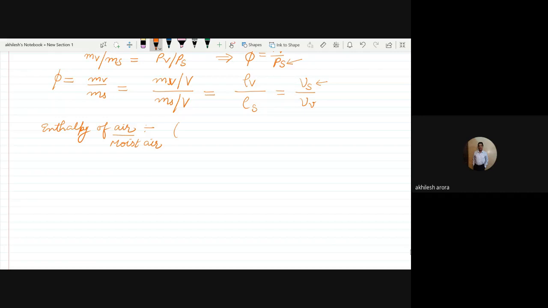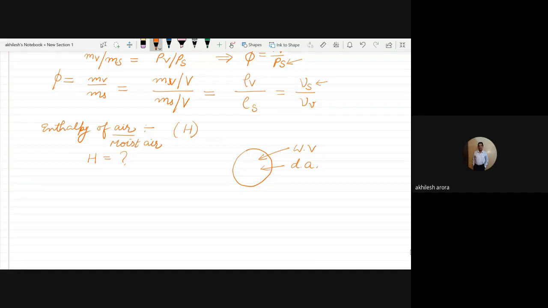I say this is actually H, capital H. So H is equal to what? I know if I have a sample of the air which is available to me, it contains two things. One is the water vapor and the other is the dry air.